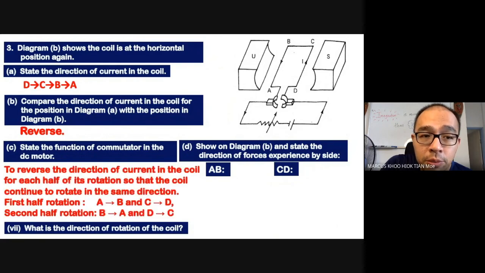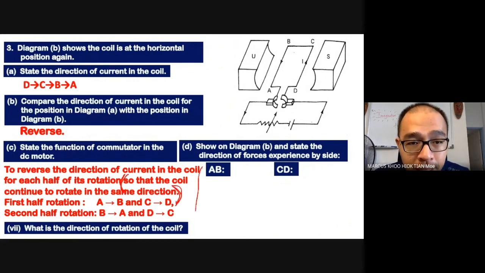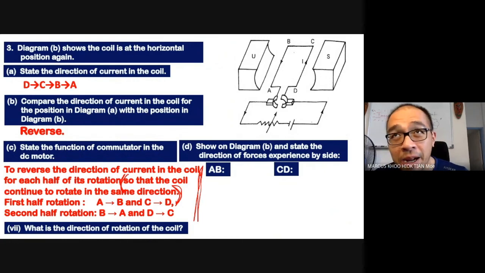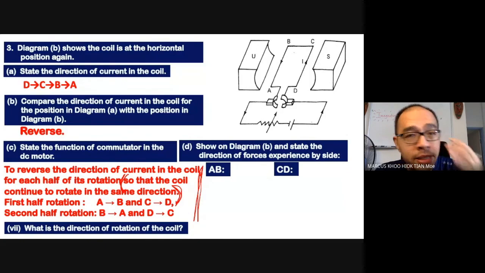So the function of the commutator is to reverse the direction of the current in the coil for each half of its rotation, so that the coil continues to rotate in the same direction. This is the thing that I want you to memorize today. The problem with this chapter is there are a lot of things to understand, and sometimes to understand it, we have to memorize certain things. Otherwise, it's not going to make any sense. Memorize the function of the commutator.